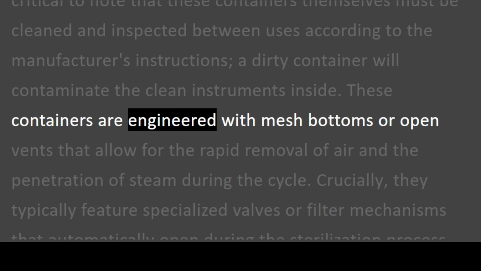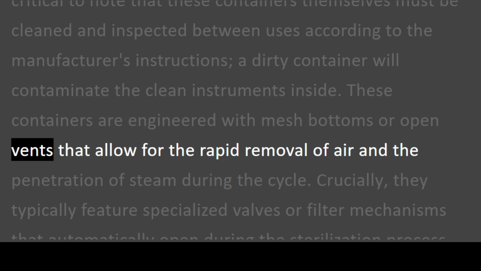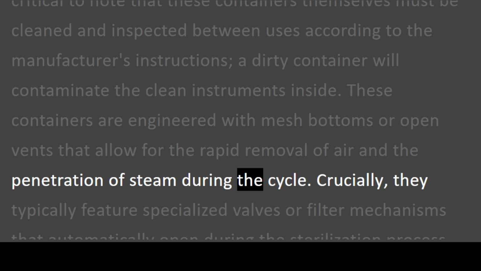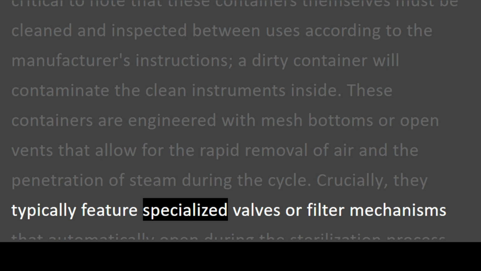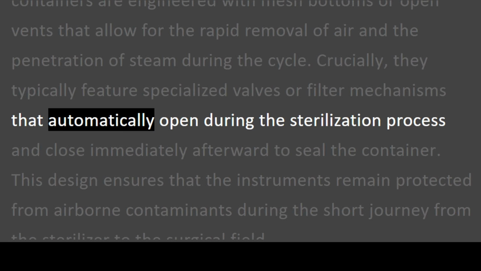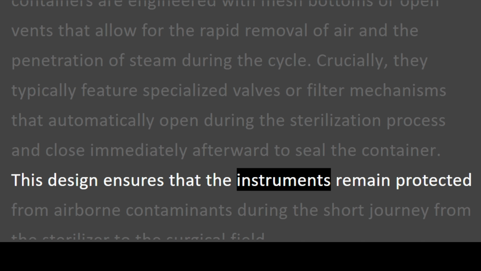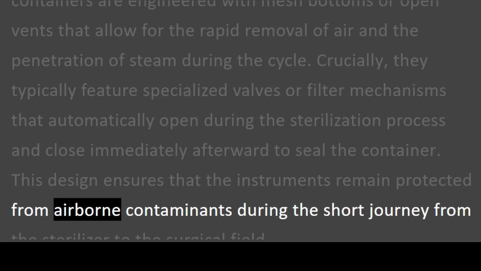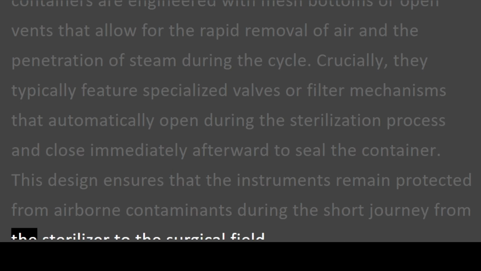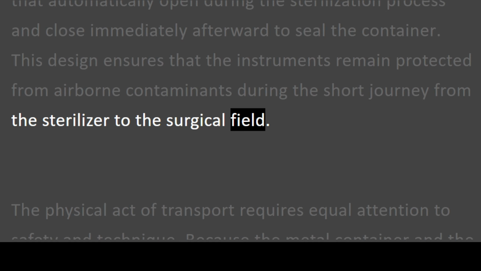These containers are engineered with mesh bottoms or open vents that allow for the rapid removal of air and the penetration of steam during the cycle. Crucially, they typically feature specialized valves or filter mechanisms that automatically open during the sterilization process and close immediately afterward to seal the container. This design ensures that the instruments remain protected from airborne contaminants during the short journey from the sterilizer to the surgical field.